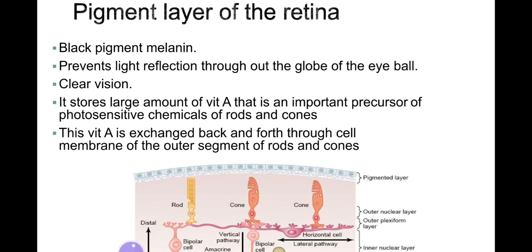Pigment layer of the retina. It contains the black pigment melanin. It prevents light reflection throughout the globe of the eyeball. It helps in clear vision. It stores a large amount of vitamin A that is an important precursor of photosensitive chemicals of the rods and the cones. Vitamin A is exchanged back and forth through the cell membrane of the outer segment of the rods and cones.